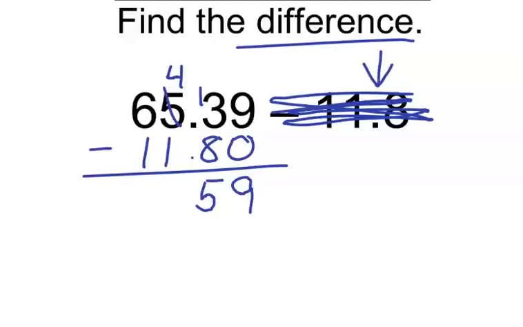Then we have 4 minus 1, which is 3, and 6 minus 1, which is 5. So there's our answer, 53.59.